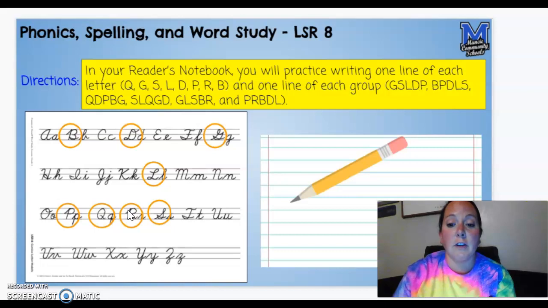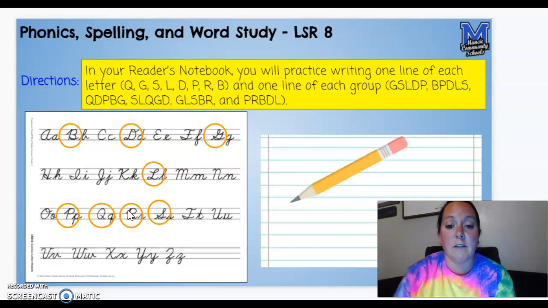Then you're going to create groups. One group, one whole line of uppercase cursive G, S, L, D, P. Another row of uppercase cursive B, P, D, L, S. Another row of uppercase cursive Q, D, P, B, G.